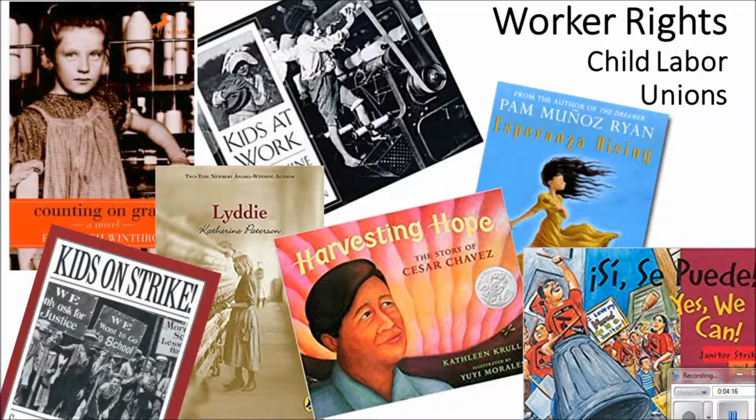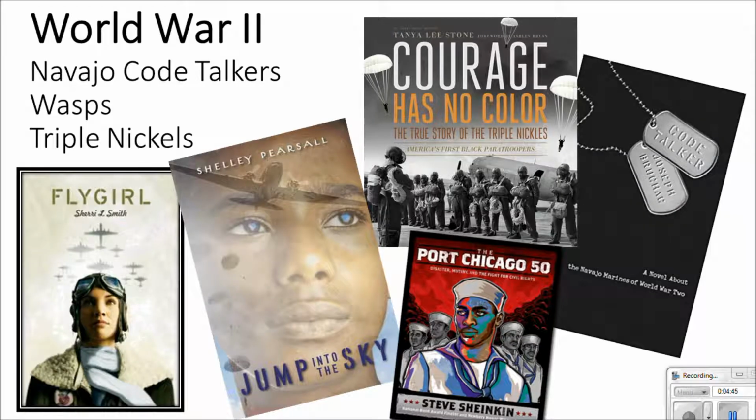Another set of texts is about child labor, and so Counting on Grace and Liddy take place also in mills, cotton spinning mills, wool mills, and they involve child labor. There's also books about farm worker advocacy, and other types of organizing. So there's a variety of worker rights books that could form 1 or 2 book groups.